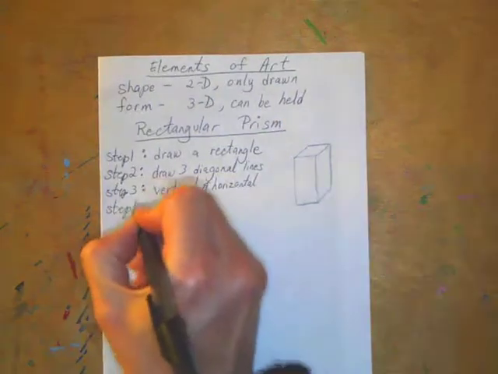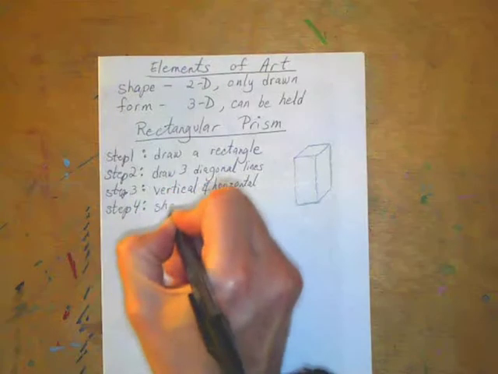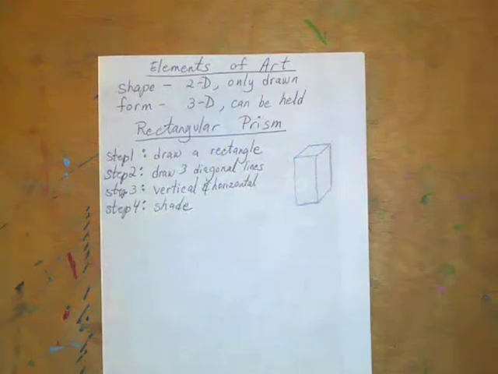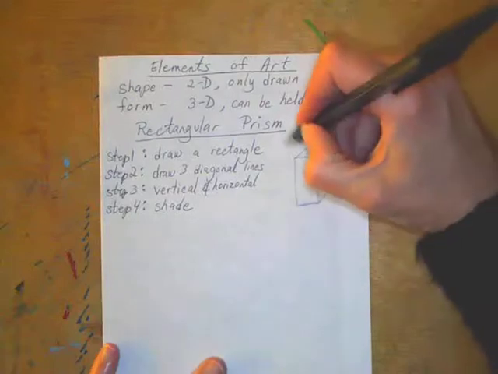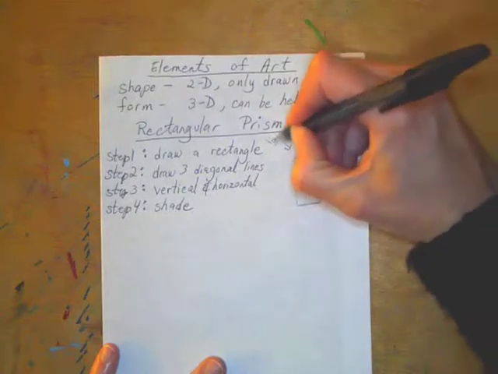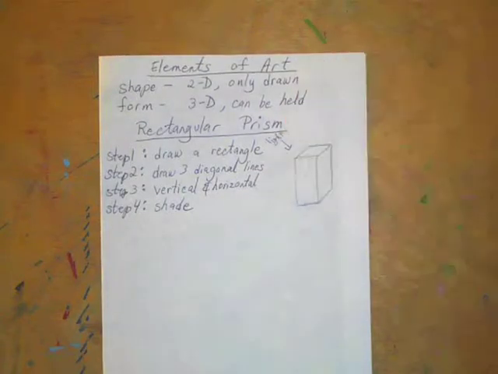Step 4 is to shade. And you can use any kind of technique that you want, depending on what you're creating when you're shading. But I'm going to use the side for this first one, and I want you to also. We're going to have the light come from above left. So the light's going to come from the above left. So the top is going to be my lightest.